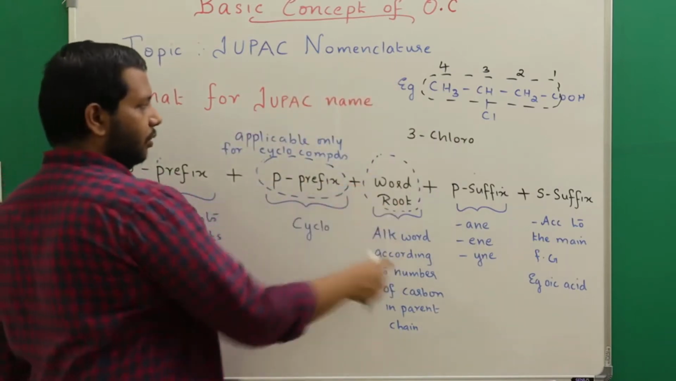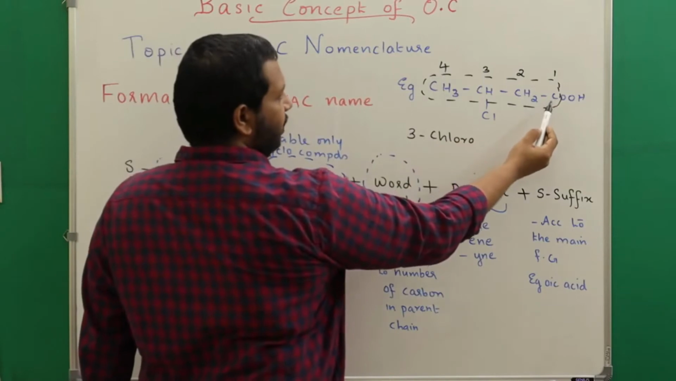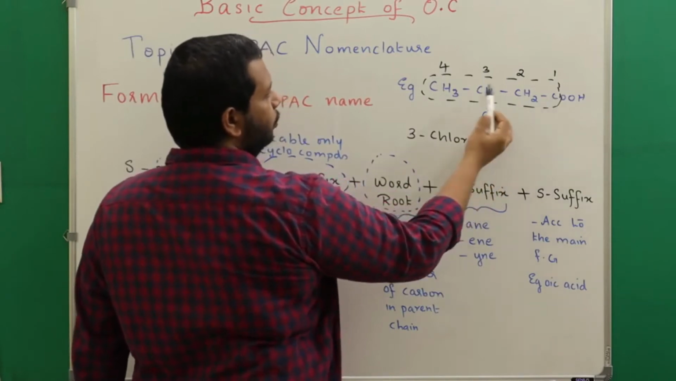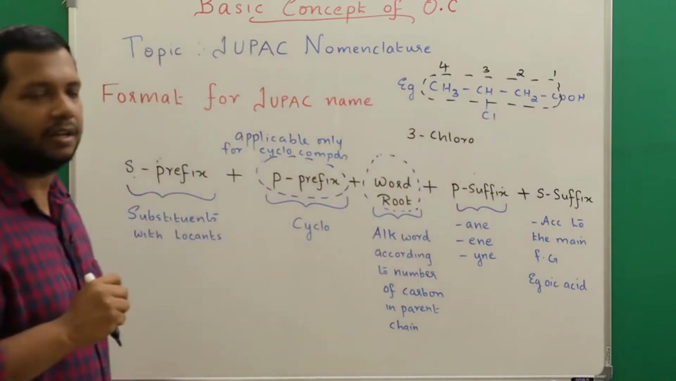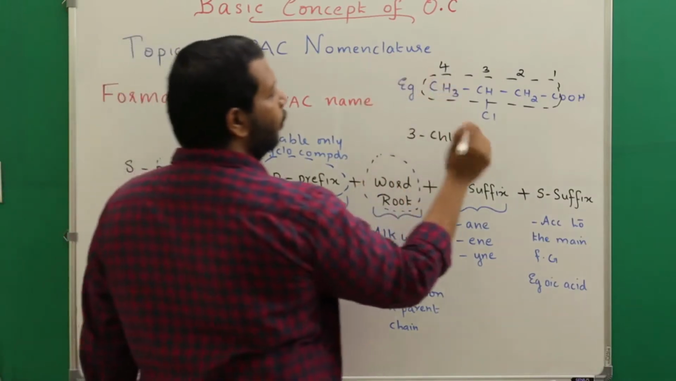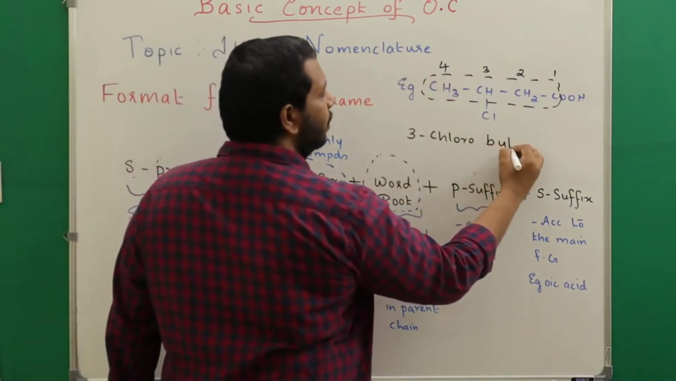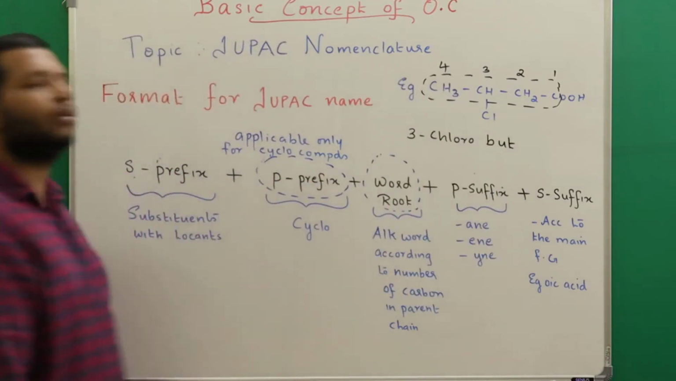Then comes the word root. I will count in the parent carbon chain how many carbon atoms are there: 1, 2, 3, 4. Four carbon atoms are there. I know that the word root for 4 is but. Now I have kept the word root also.